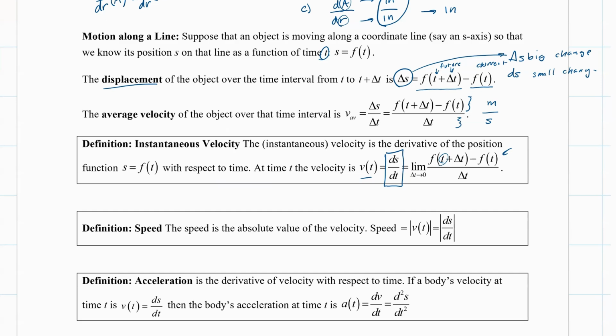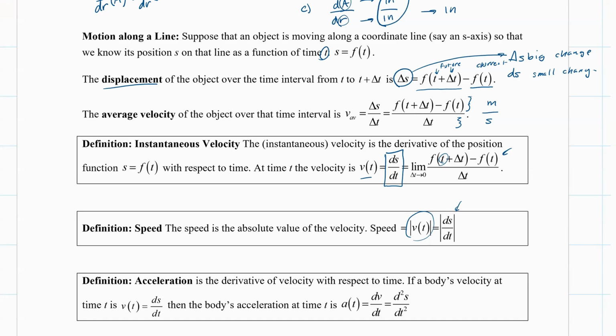It's a derivative. Speed and velocity, as you may have encountered in your science classes, are not the same. Velocity can be positive or negative. Speed is the absolute value of velocity. And so you can see speed is the absolute value of the derivative of position with respect to time.